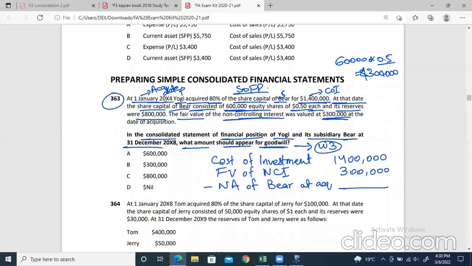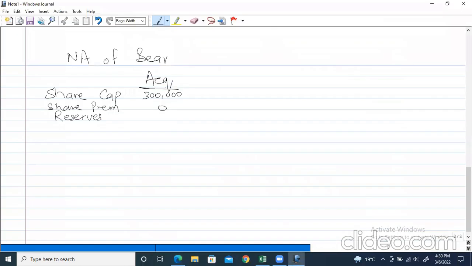Let's check again. Yeah, there was no premium, and the reserves were 800,000 at acquisition date. If there was any premium, we had to add that, right? Yes, exactly. And one more item that I told you was that share capital and share premium would remain exactly the same at acquisition date and reporting date.